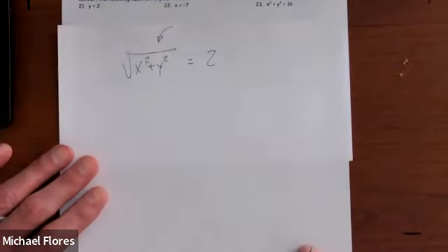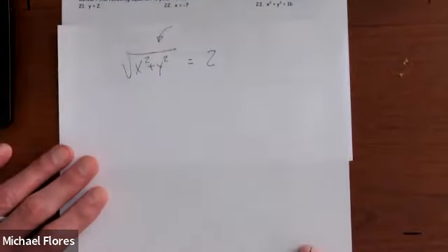Now, what we're going to want to do here is get rid of the square root. So we would square both sides. That would leave us with x squared plus y squared is equal to 4. And now we have a rectangular equation for a circle. That would be your answer for that example.